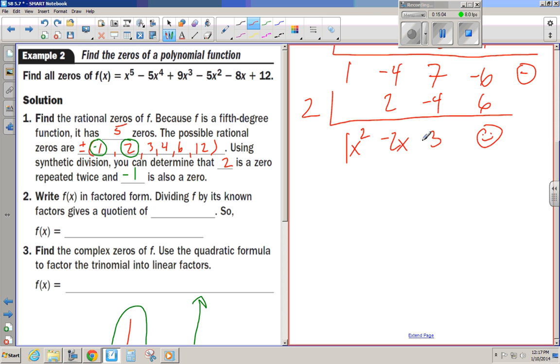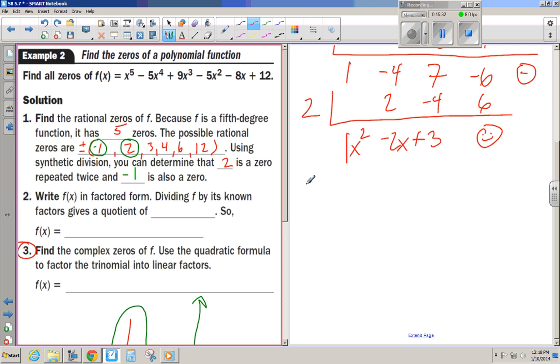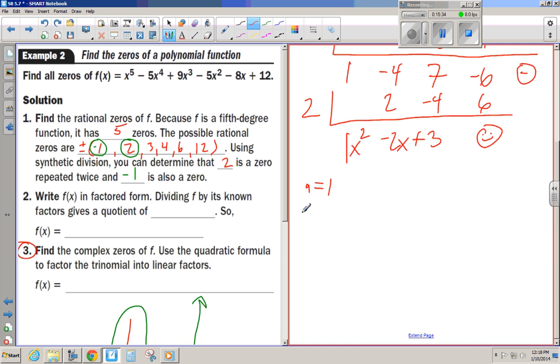1x squared minus 2x plus 3. Well, are there factors of 3? This is not factorable. So we can't use Waddell's method. We can't factor. Graphing, synthetic division, none of those things will help. The only thing that will help is completing the square or the quadratic formula. So we're going to jump ahead to number 3, and we're going to use the quadratic formula.